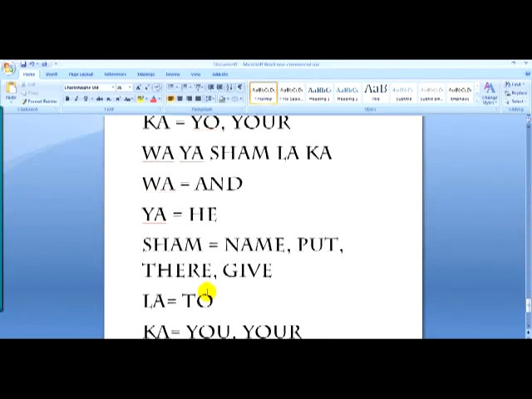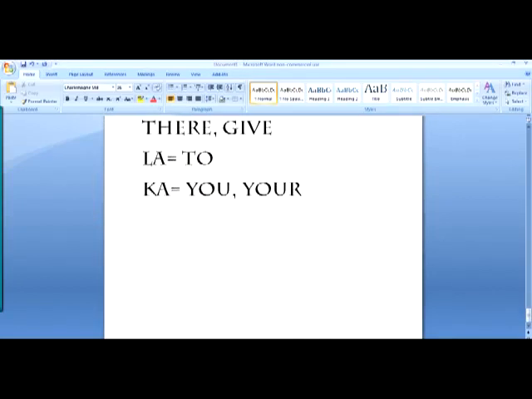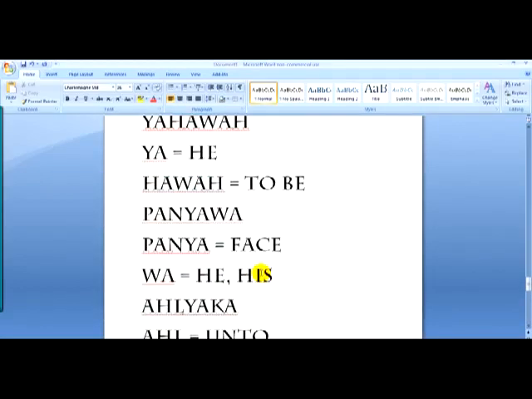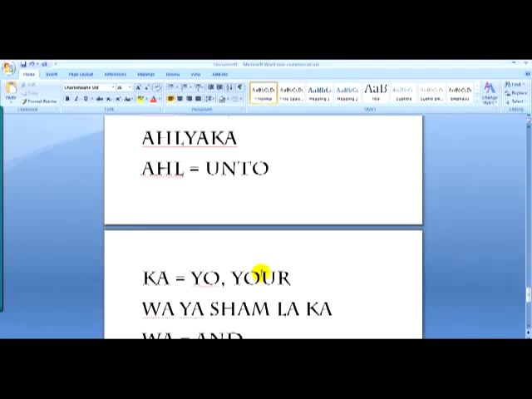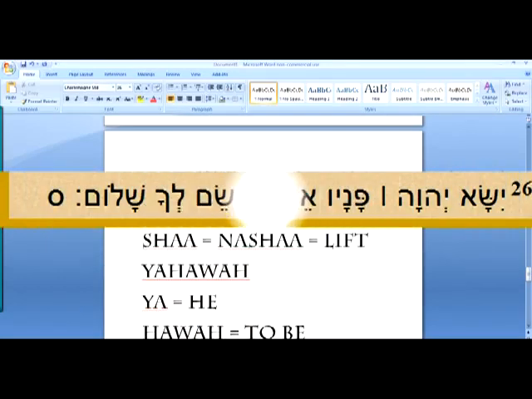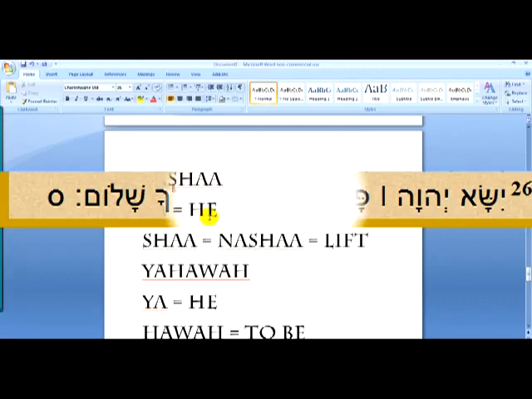Alright, now I didn't get the last word there. The word there is Shalom, which means peace. We say Shalom, some brothers say Shalom. Alright, so now that's the breakdown there. Where is the beginning of it? Right here. So it's, once again, Yisa Yahweh Panayw Elayka wa Yasem Lka Shalom.